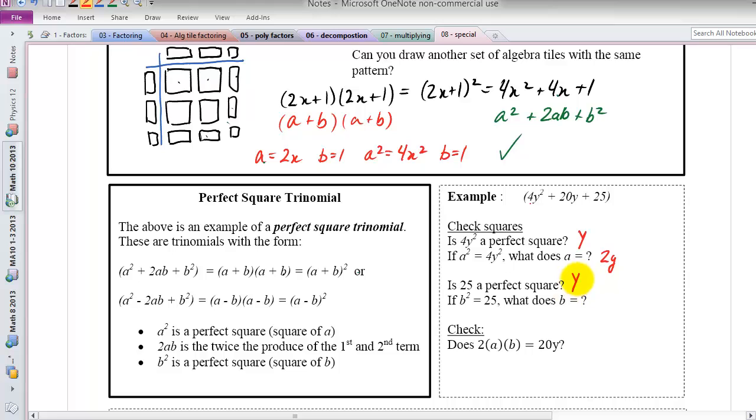25 is most definitely a perfect square. So if b squared is 25, b is 5. So that's like the idea of a squared plus 2ab plus b squared. So 2ab: we've got 2, a is 2y, b is 5, that's equal to 20y. So I'd say yeah, this meets all the things we're looking for in special perfect square polynomials.